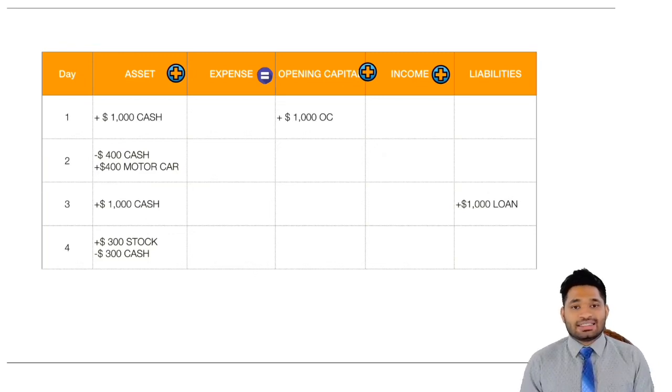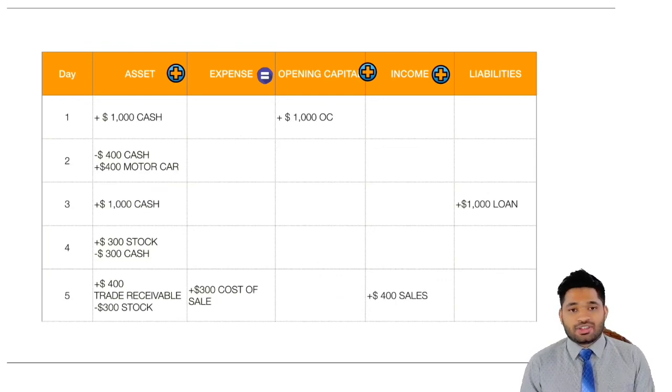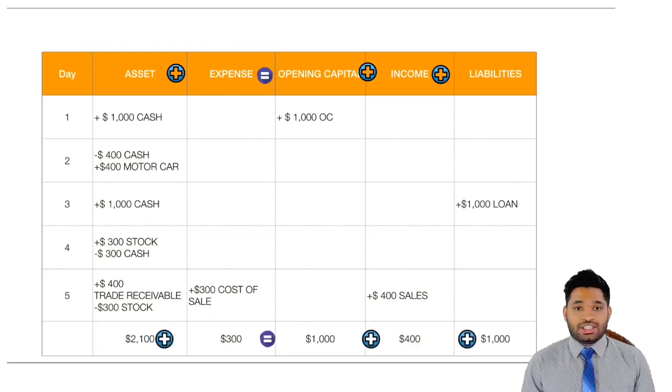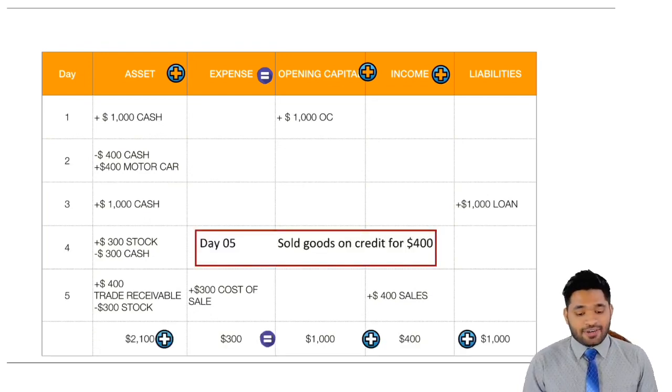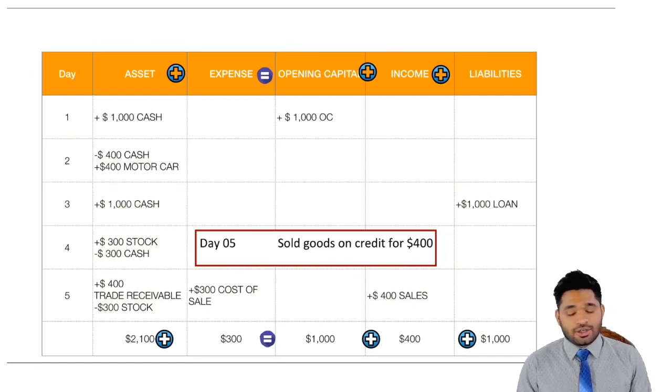I have explained this earlier, so I'm not going to look at it again. But the difference comes with the 5th transaction. Okay, the reason is previously profit was considered as a part of capital, but now you have taken out the income and expense, you have taken out profits away from capital, and you are considering it as two different elements. Okay, now let's look at this in general. So on day 5 you sold goods on credit for $400.